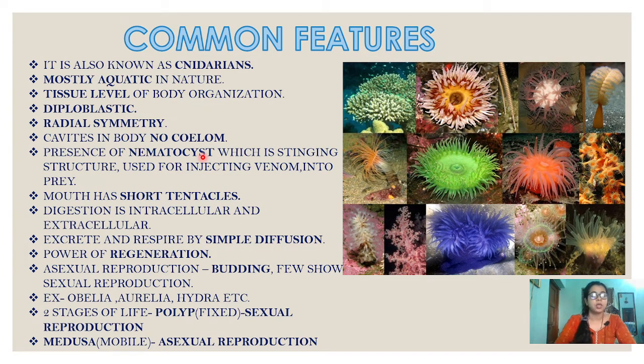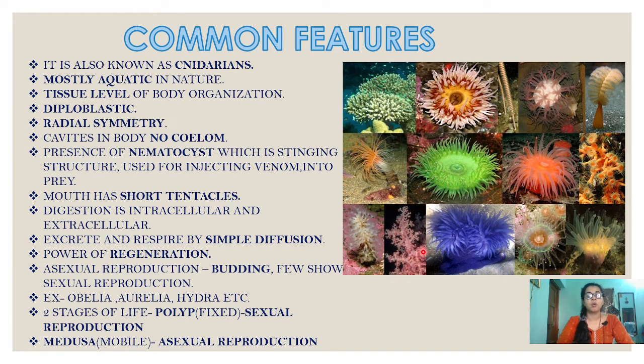What are nematocysts? Nematocysts are specialized structures used for stinging, that is, to attack the prey. They inject venom using this structure, known as the nematocyst. If they want to attack a prey, they will use this structure and inject venom or poison into the prey's body. Also their mouth contains short tentacles. You can see these different types of coelenterates in our invertebrate family and in the marine family, with small tentacles present in the mouth region.